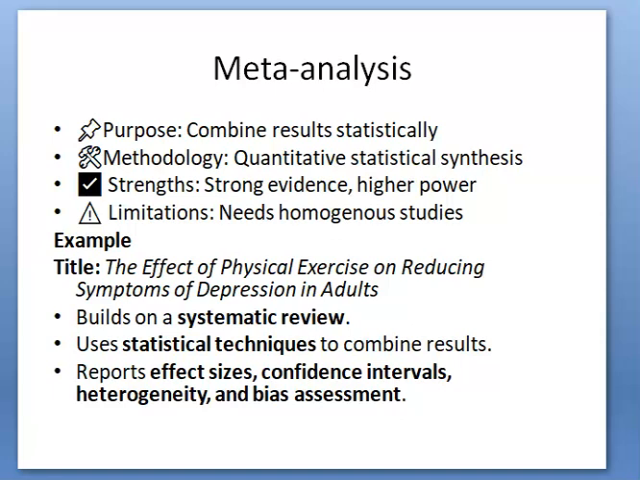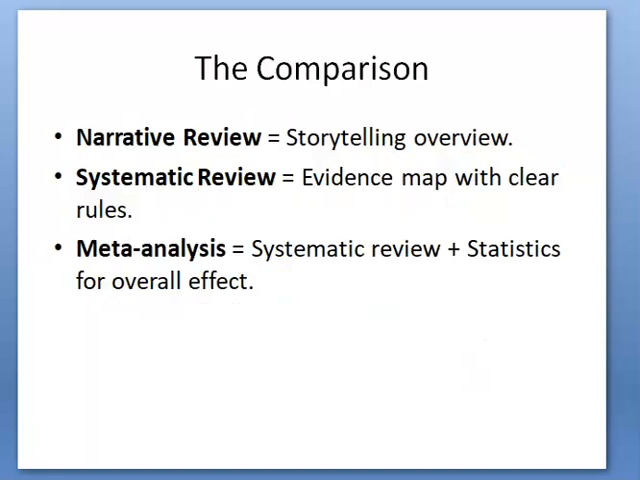So if we compare this method with the previous two methods that we have studied, in the narrative review we have a storytelling overview. In the systematic review we have the evidence map with clear rules, whereas in a meta-analysis we have the systematic review plus the statistics for the overall effect, or the quantitative data is combined with the systematic review.